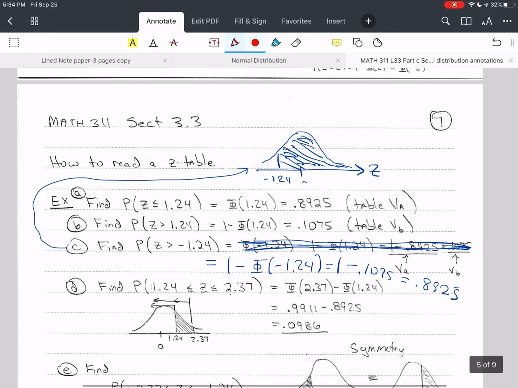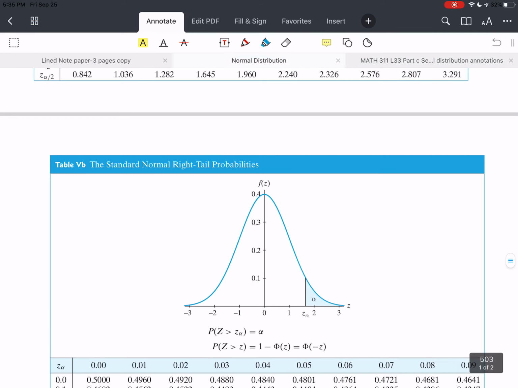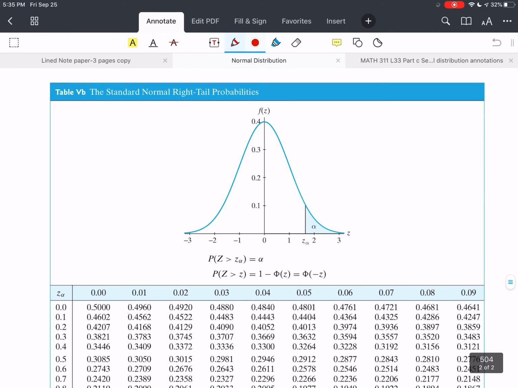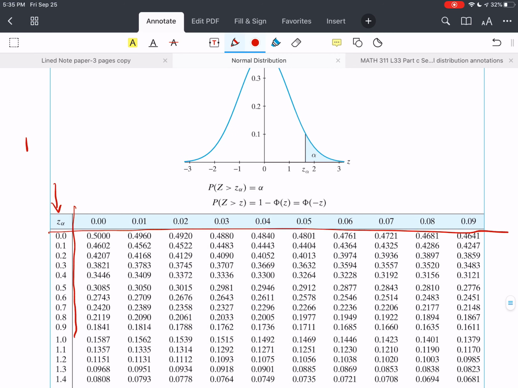So let's look at our z-table and let's do some of these problems. We have: find the probability that z is less than or equal to 1.24. Let's look at this table, and I want to point out that the z values are on the edge or margins of the table. They're kind of outside of the table. So over here we have 1 decimal place, and across the top we have the second decimal place. And inside we have areas.